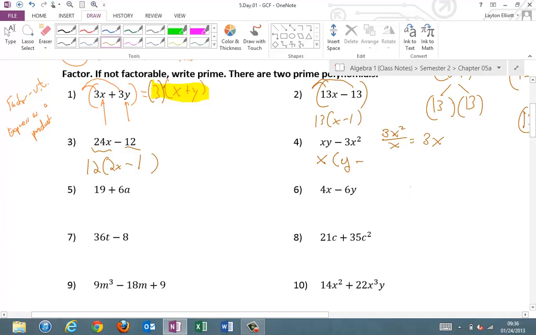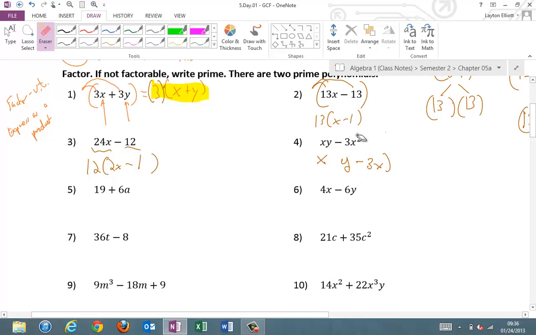This would be a good one to mentally check when you multiply it back out. Do you get the original polynomial, xy minus 3x squared? Yep. Yeah, and we can check that. If we just do our distribution here, we get x times y, which is xy, and then minus 3x times x, and by now you should hopefully be able to say that that is minus 3x squared. So this is definitely the correct answer here.